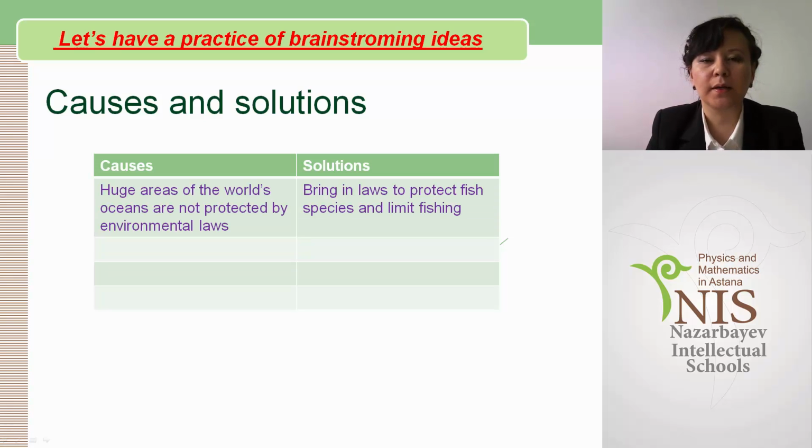Number 1. The first cause is huge areas of the world's oceans are not protected by environmental laws. And solutions bring in laws to protect fish species and limit fishing. Good. Now I want you to read yourselves the next points.